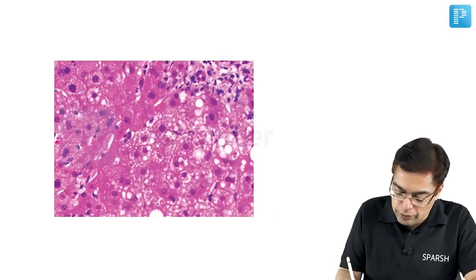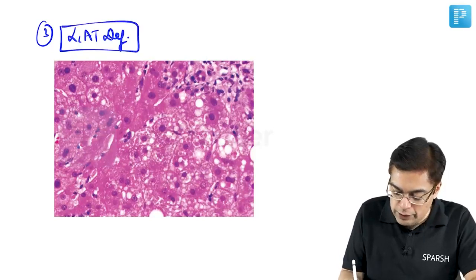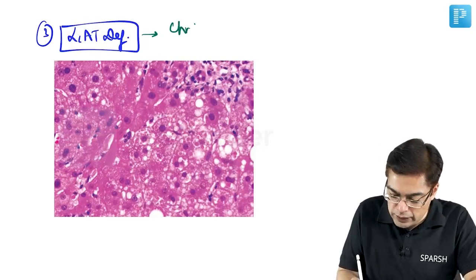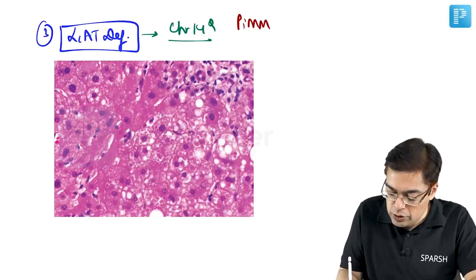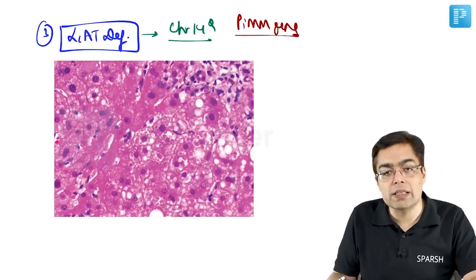Talking about the next important example of a metabolic disorder which the examiners love to ask you, that is going to be the condition given the name of alpha-1 antitrypsin deficiency. Let us recall that the trouble is at the level of chromosome 14. Normal individuals like you and me have a gene called the PiMM gene, wherein Pi stands for protease inhibitor.